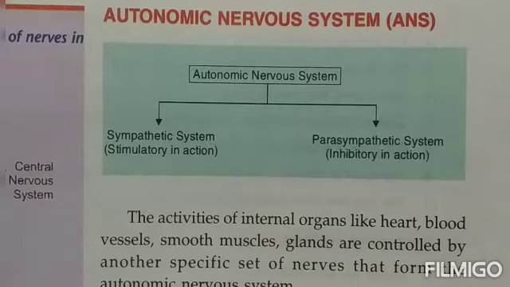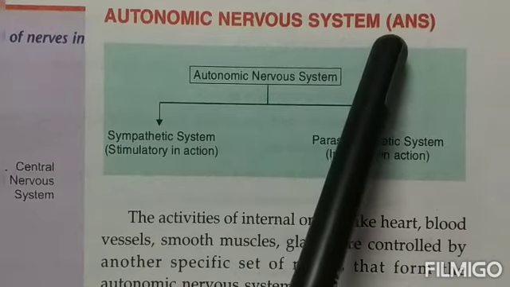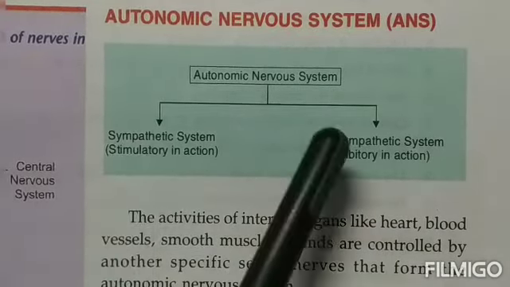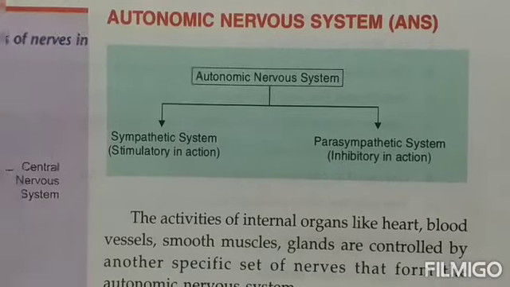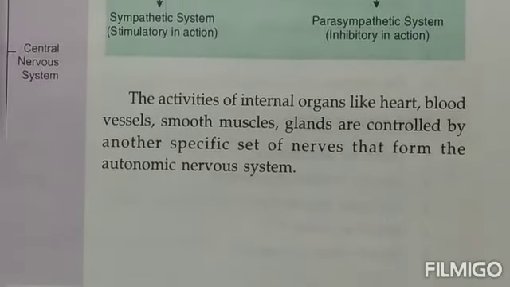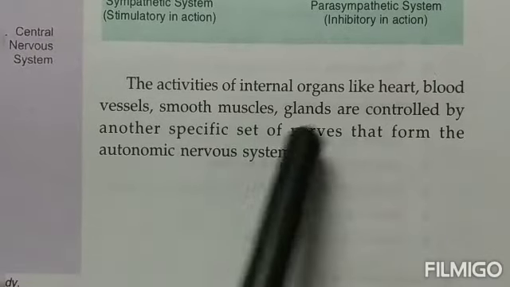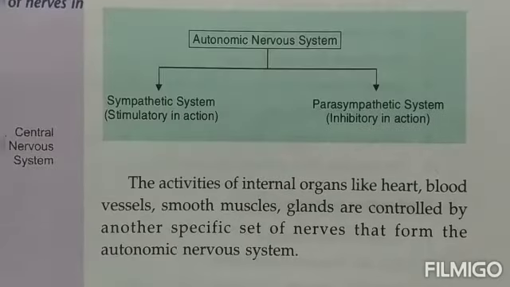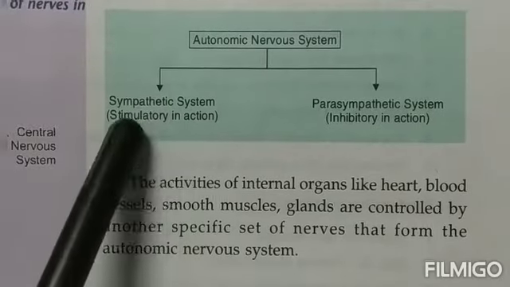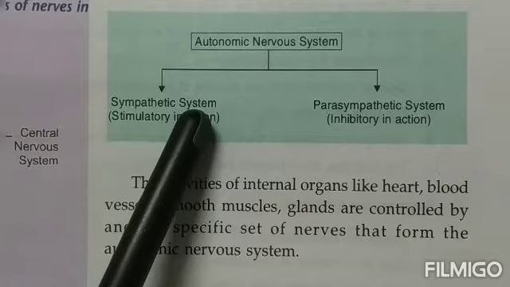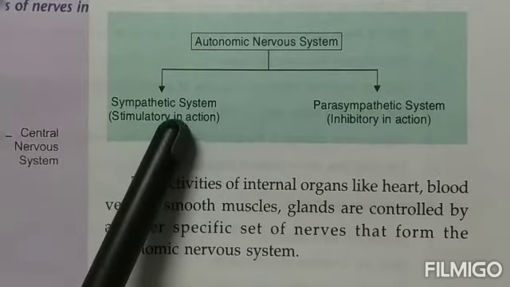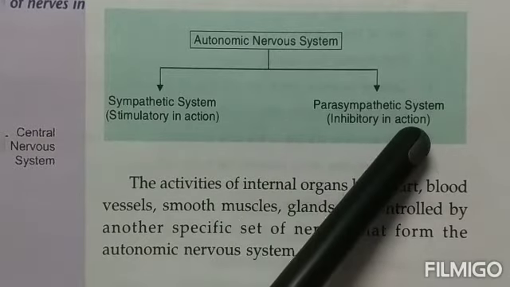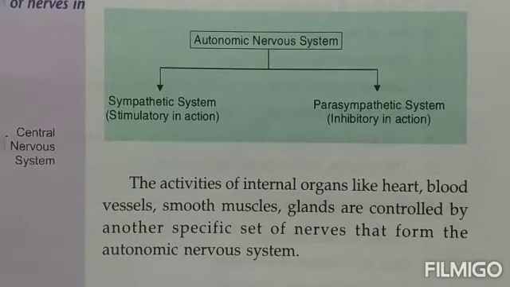Coming to the last thing, children, that is the autonomic nervous system, also known in short as ANS. This autonomic nervous system consists of the sympathetic system and the parasympathetic system. The activities of internal organs like the heart, blood vessels, smooth muscles, glands, etc. are controlled by another specific set of nerves that form the autonomic nervous system. The sympathetic system will help to start some action, and the parasympathetic system will help to stop that action. So this is how the two are working.